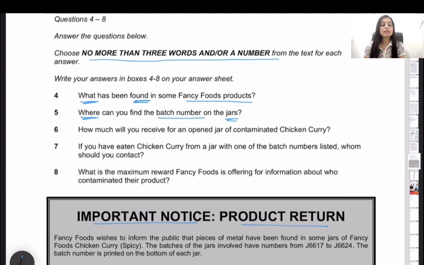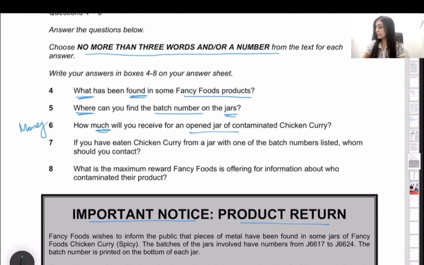The next question is, how much will you receive for an opened jar of contaminated chicken curry? So how much? It's supposed to be an amount, money. So we can expect money to be the answer here. How much will you receive for an opened jar? So the jar is opened and it's a jar of contaminated chicken curry.